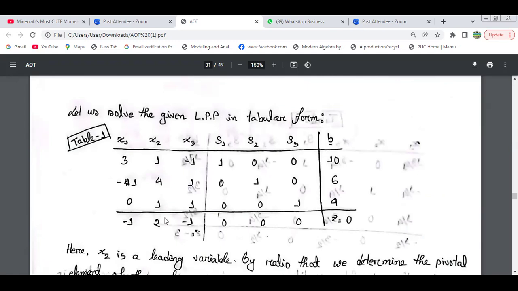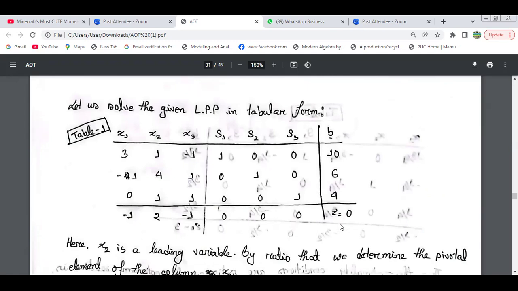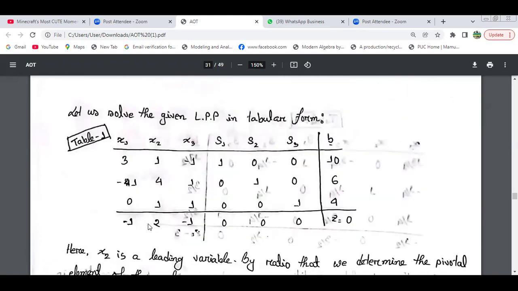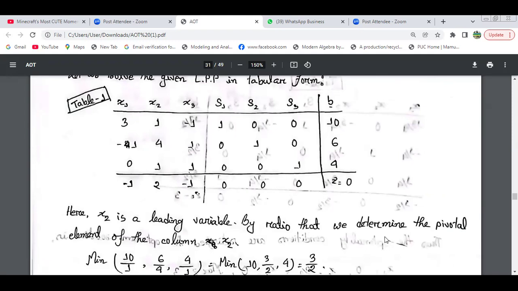This is the c1 c2 c3, এখানে c cost vector c1, first cost vector, second cost vector, third cost vector, other 0, initially z equals to 0. Now which is positive here, কোনটা সবচেয়ে ধনাত্মক এবং বড়? 2, তাহলে 2টাকে pivotal element অথবা x2 leading variable মনে করব। তো x2 is a leading variable, by the ratio test we determine the pivotal element.